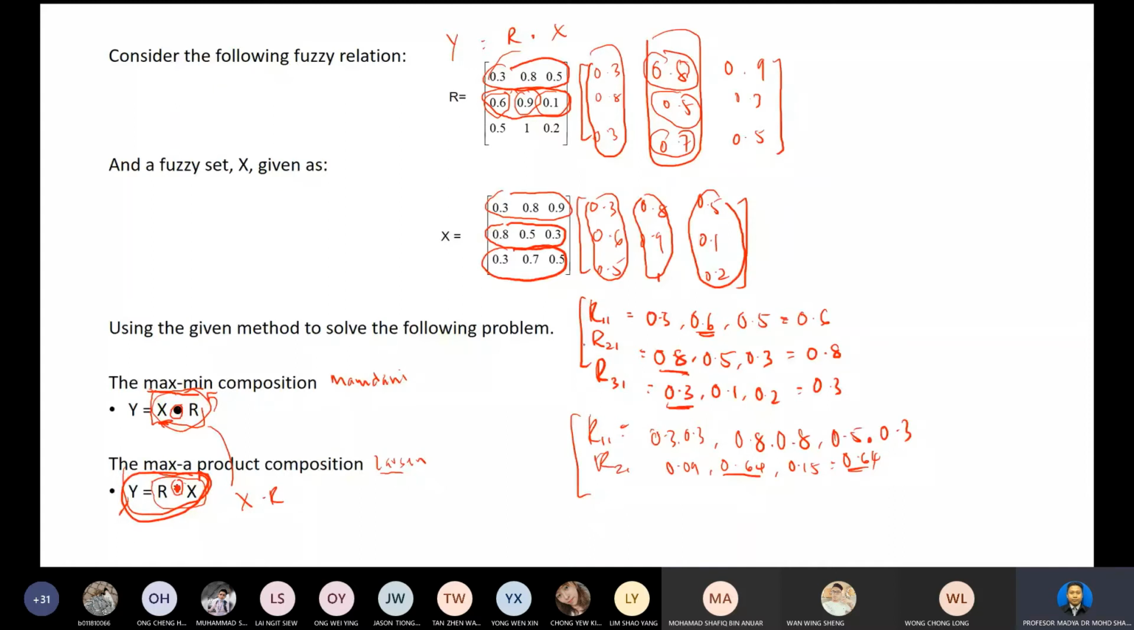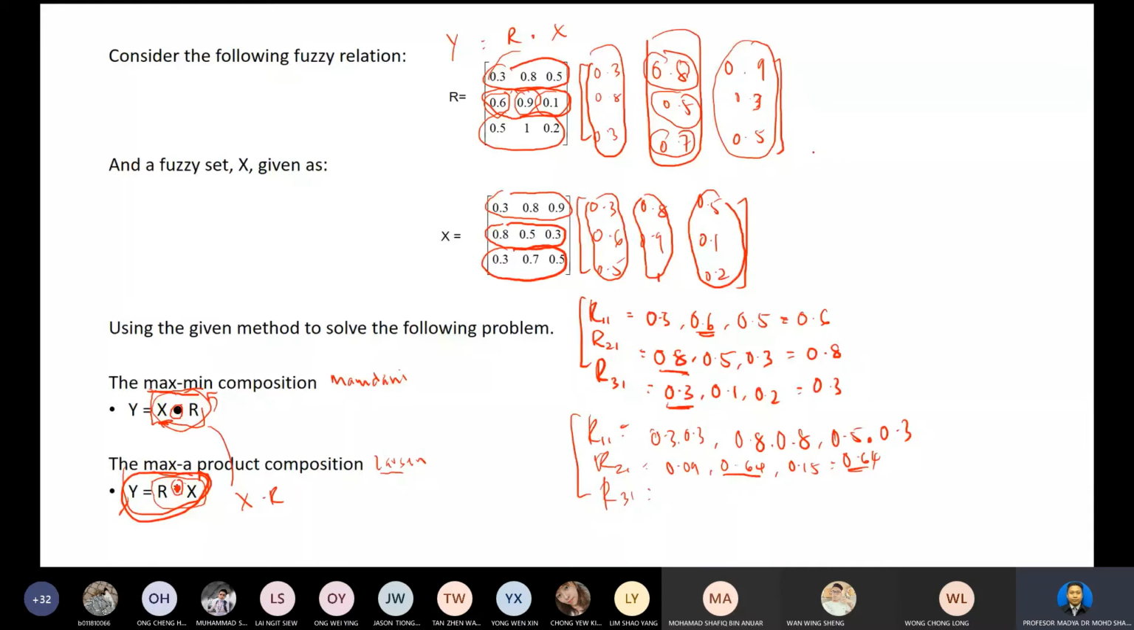Similar for R31: this row multiplies by this one. First you have to multiply 0.5 multiplied by 0.9, you can use your calculator, and then 1 multiplied by 0.3, and then 0.2 multiplied by 0.5. Then compare which one is the maximum. That is the answer for R31. So this is the inference engine, using the matrix.